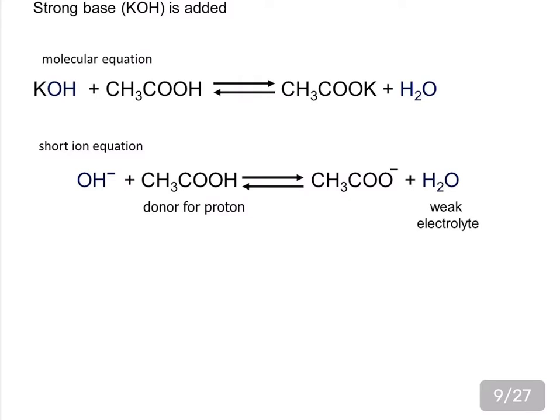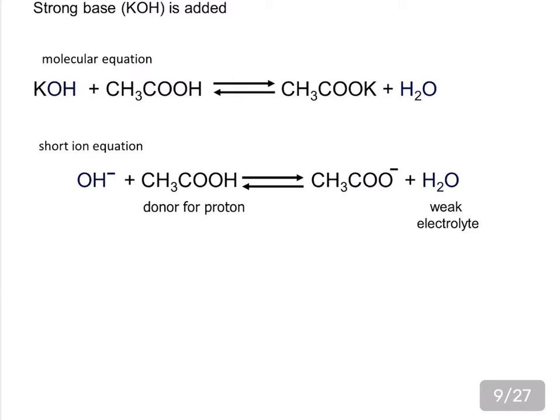When any strong base is added, it will react with the particle that is a donor for protons. A strong base is an acceptor for protons because during dissociation it forms a particle that can add a proton. It is the hydroxide ion. That's why it will interact with the particle that is a donor for protons.